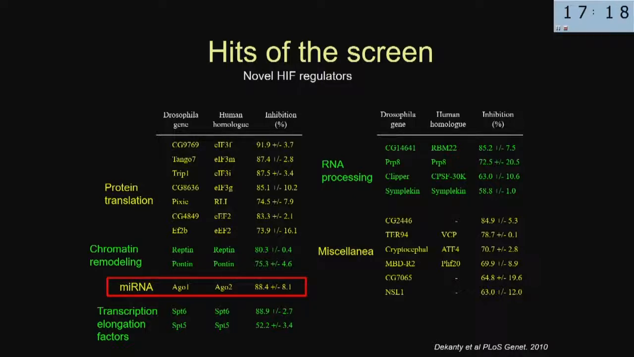I will not show the data now, but we have been able to show that not only Argonaute1 was a hit of the screen. Argonaute1 is the homologue of Argonaute2 in mammals. We have been able to prove that also Drosha, Dicer, and GW182, classical genes that are required for operation of the microRNA machinery, were all required for the hypoxic response.